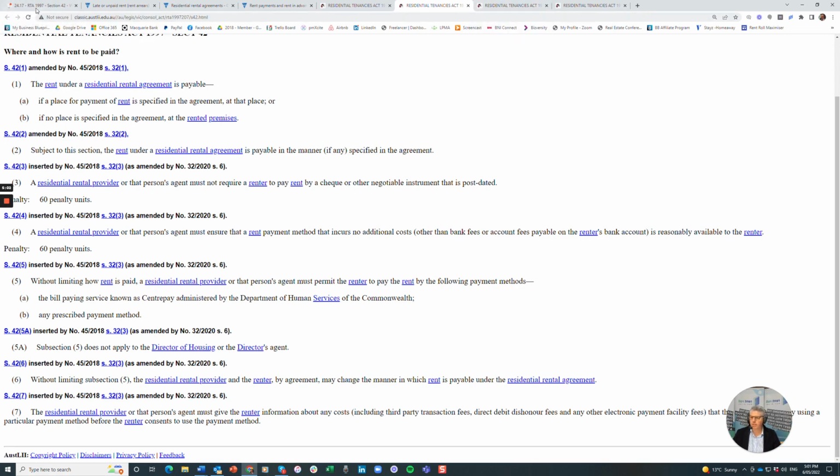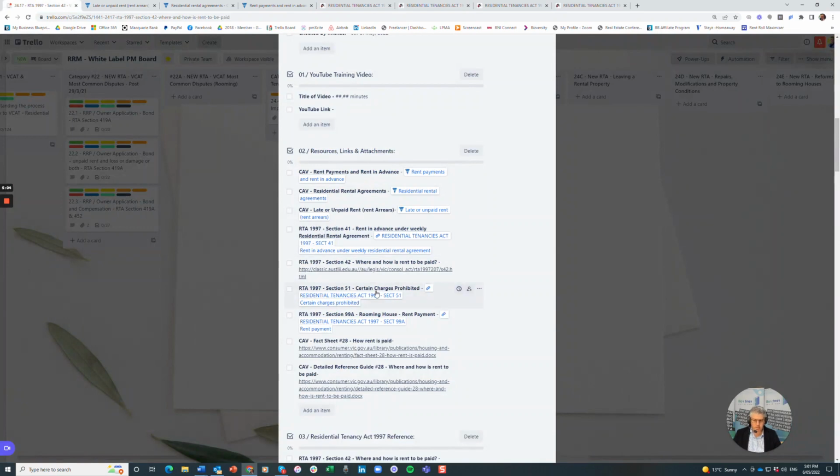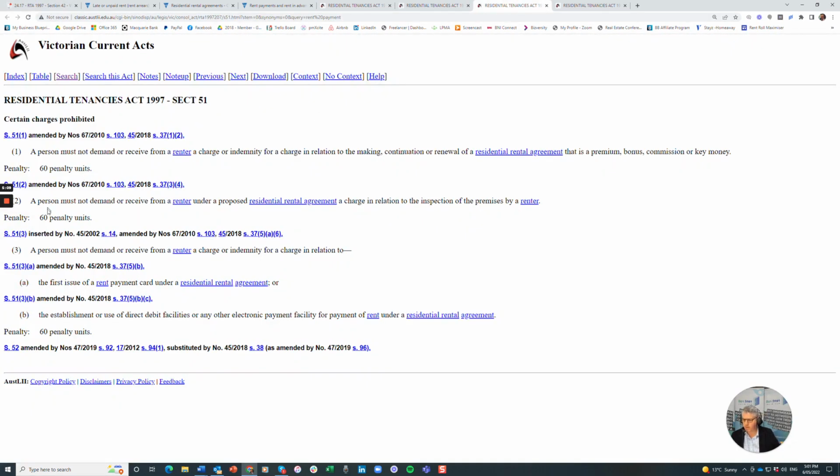Okay, the next section here is section 51, charges that are prohibited. Now again, we've got penalty units. All of these areas, if we get this wrong, and it looks like it's 60 penalty units across the board, there's a potential for an $11,000 fine, and this is payable by the agency, not by the rental provider.